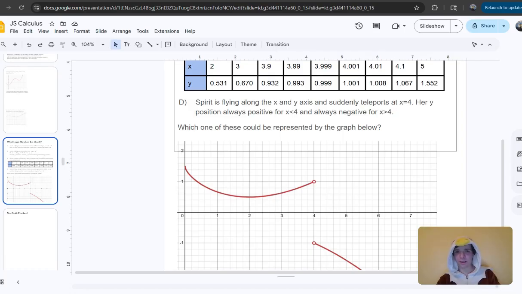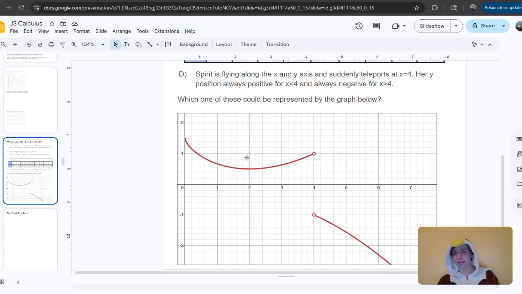Spirit is flying along the x and y axis and suddenly teleports at x equals 4. Her y position is always positive for x less than 4, and always negative for x greater than 4. Now, that's what it's going to be. It's going to be Spirit, because we see it's positive up here, negative down here, and that matches Spirit perfectly.